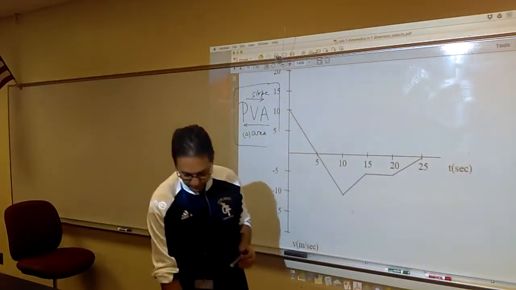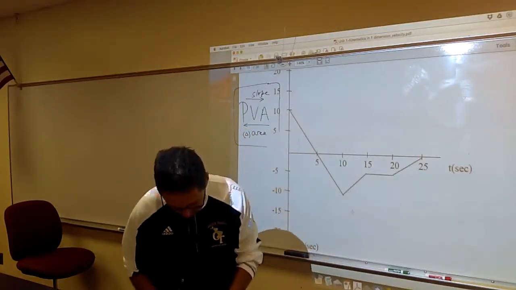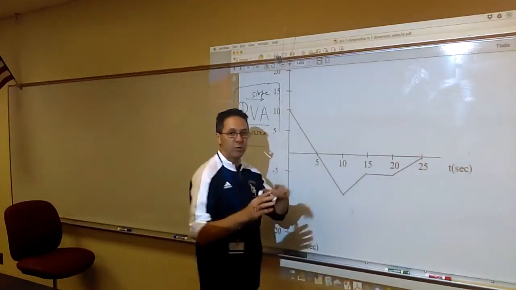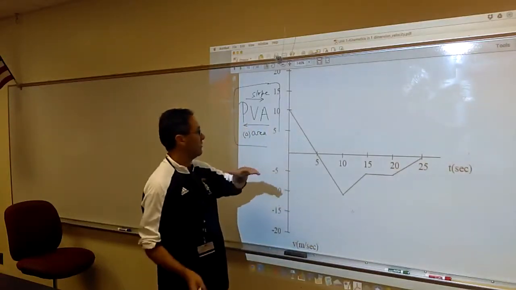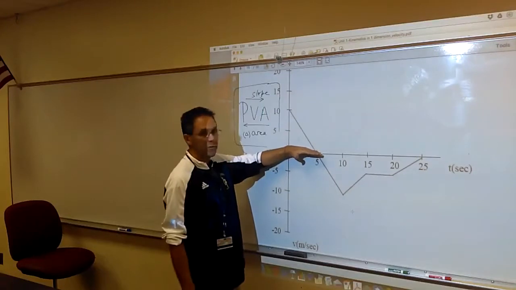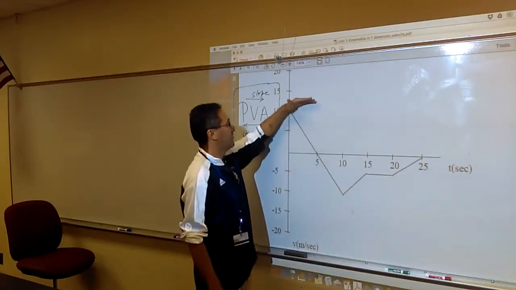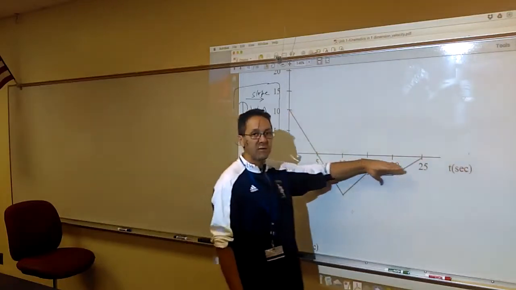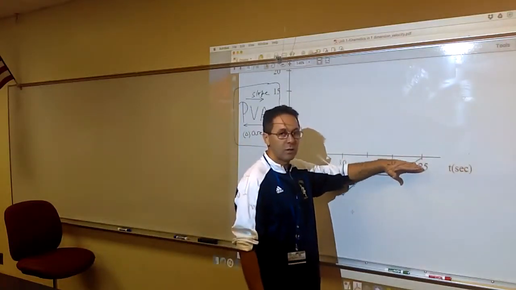Okay. So this one is saying, what's the displacement over the entire trip? But before we do that, let's figure out in what directions we're traveling. This is a velocity time graph, which means I'm traveling in the positive direction whenever the graph is above the time axis. I'm in the negative direction whenever I am below.